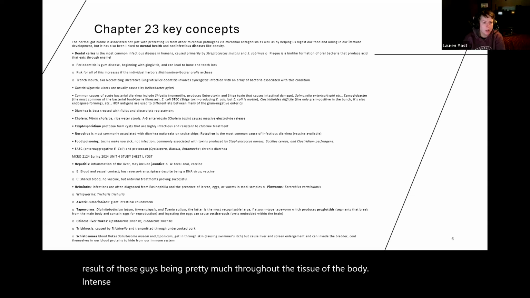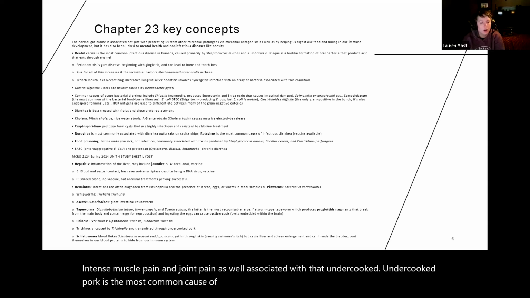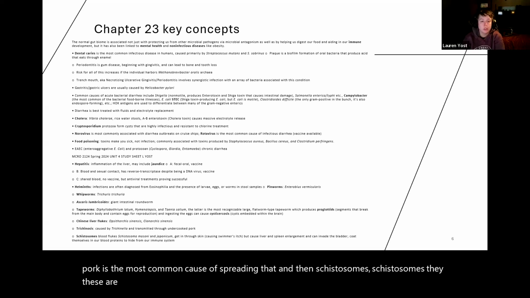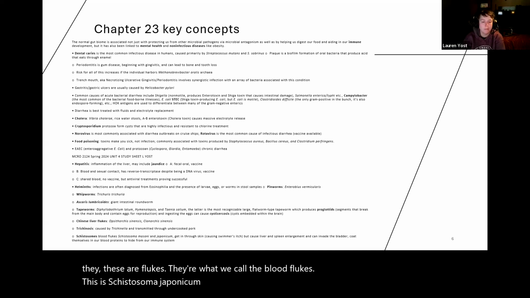Intense muscle pain and joint pain as well associated with that. Undercooked pork is the most common cause of spreading that. And then schistosomes. Schistosomes, these are flukes. They're what we call the blood flukes. This is Schistosoma japonicum and Schistosoma mansoni. They get in through intact skin in water.